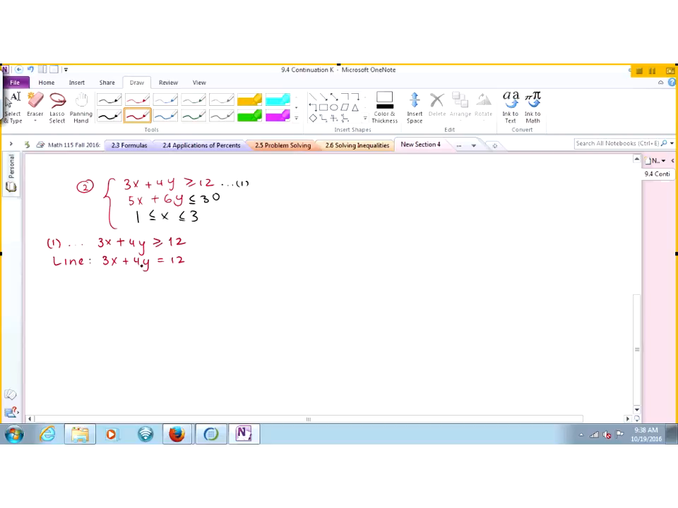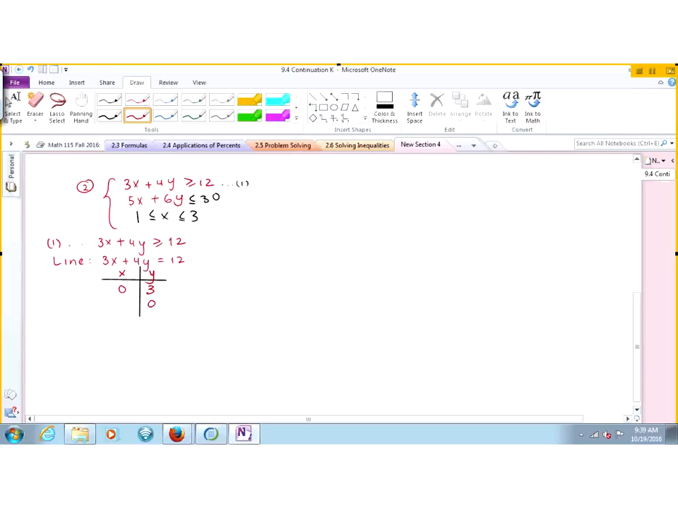Now, there are many ways, but since x and y are on one side, it's easier if we use the intercepts. You could solve for y, which is fine. Any method is fine, but this is the easiest since x and y are on one side here. So if x is 0, this whole thing is gone. If x is 0, what is 3 times 0? 0. So you only have 4y. So 4y is equal to 12. So what is y? 3.